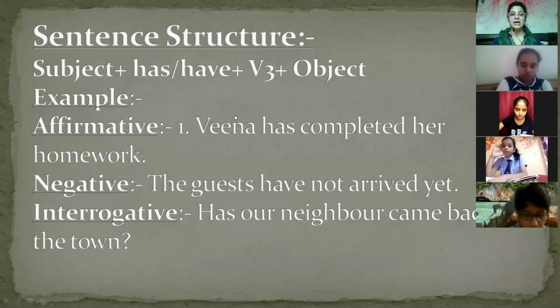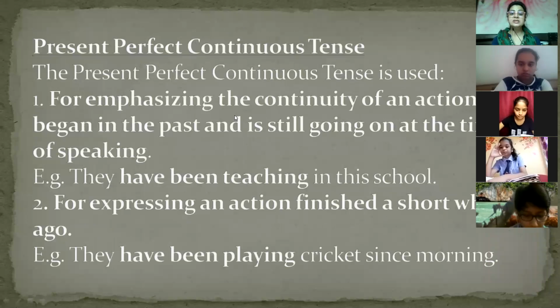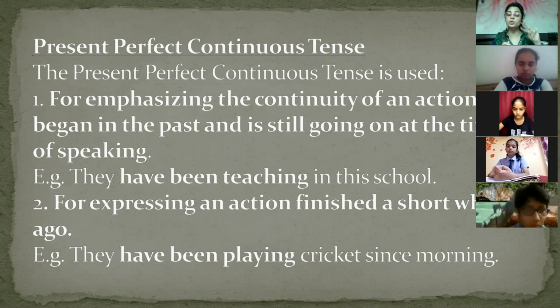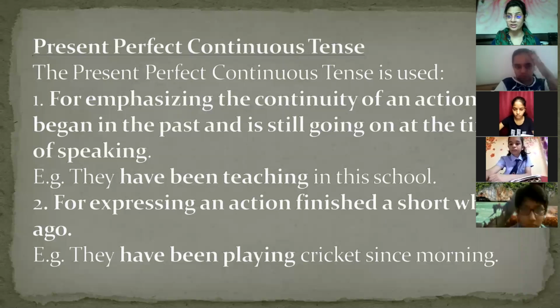Done. Now comes the last one, present perfect continuous tense. This is the mixture of continuous tense and perfect tense, as the title itself says. This is used for emphasizing the continuity of an action that began in the past and is still going on at the time of speaking. Like इसमें दोनों चीजें mix हो गई है. कोई काम past में start हुआ, अभी तक चल रहा है, but time भी mention है.